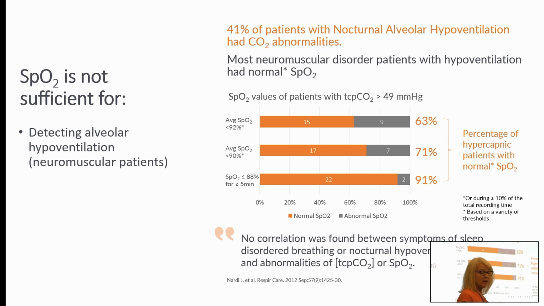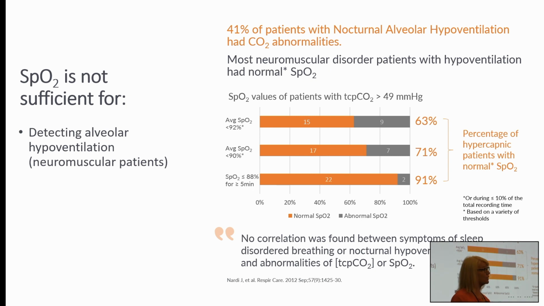So in this study, we have the transcutaneous CO2 values and the pulse oximetry values of patients who had neuromuscular disorders. These patients also had nocturnal hypoventilation. The researchers found that 41% of these patients who had the signs and symptoms of nocturnal hypoventilation had CO2 abnormalities. So this chart looks at these patients who had abnormally high CO2 values, and it's going to tell us if their pulse oximetry values would have reflected that.